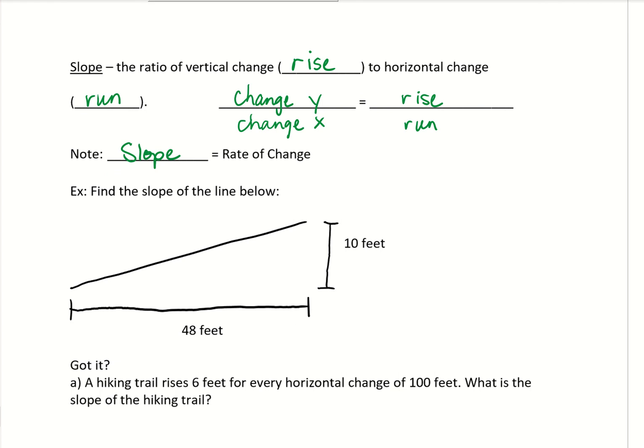In the example, it says find the slope of the line below. Okay, so we're talking about the line right here. I was going to highlight it, but I can't find the highlighter tool, so sorry about that. So you're going to use that line there for the slope. We can see that our horizontal change right there is 48 and our vertical change right here is 10. Okay, so we need our change in y over change in x, which is the same as our rise over our run. Okay, our rise, it goes up 10 feet. Our run, it goes left to right 48 feet.